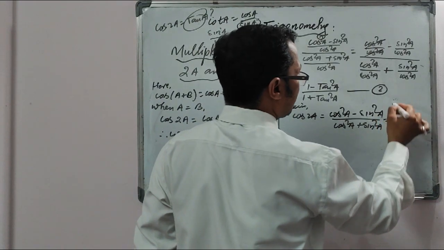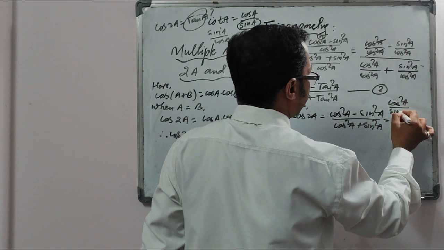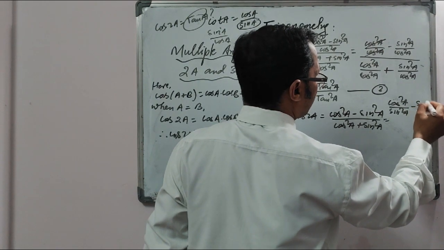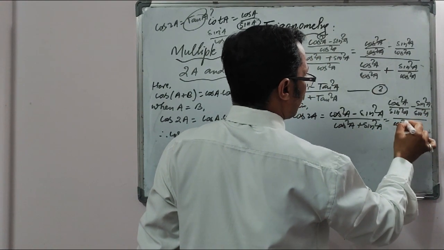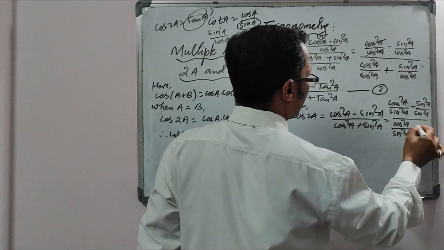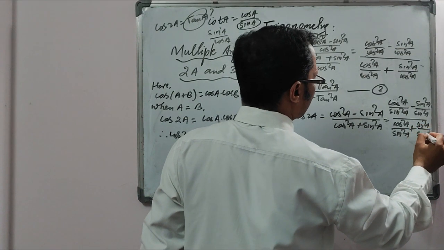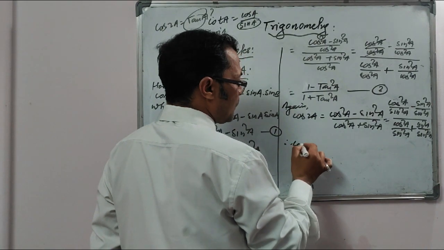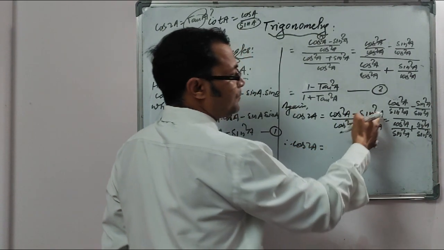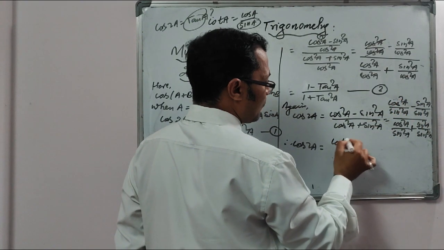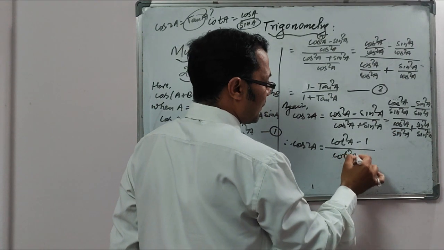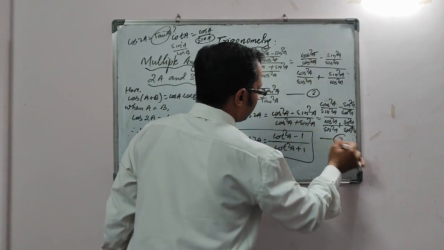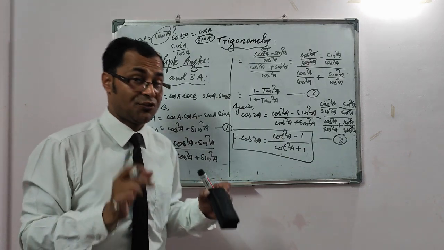Just keep this in mind. It's very simple. Cos square A by sin square A, I have just split it. Don't be confused. Sin square A by sin square A upon cos square A by sin square A plus sin square A by sin square A. So what do you get? Therefore, cos 2A equals, see, this means cot square A. So cot square A minus 1 upon cot square A plus 1, because this and this cancel. So this is formula number 3. This is the third formula for cos 2A.